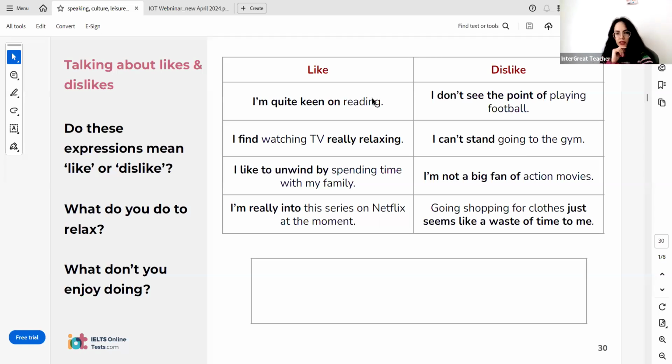I find reading books relaxing. I'm big on spending time with my family. Good. Okay, very nice. Now, let's talk about dislikes. What don't you enjoy doing? Cleaning. I hate that too. I'm not a huge fan of sports. I'm not a big fan of gossip news. I can't stand washing dishes.